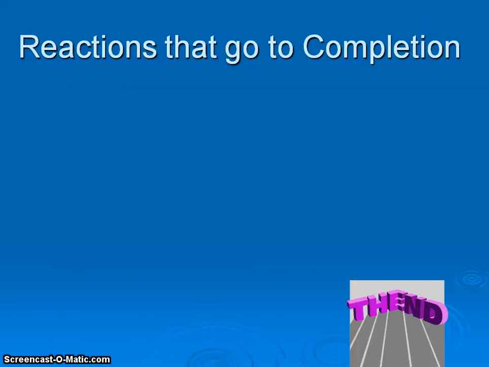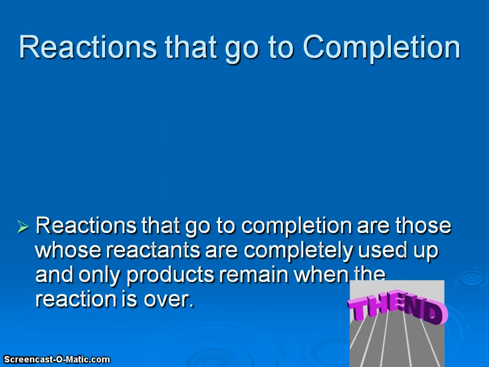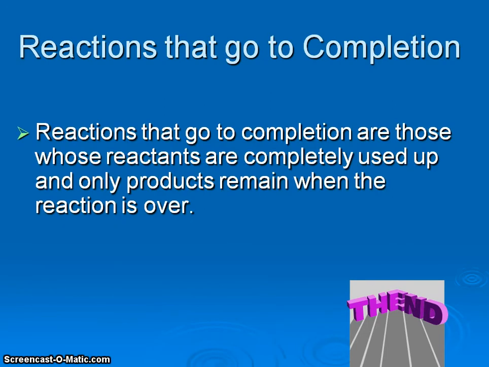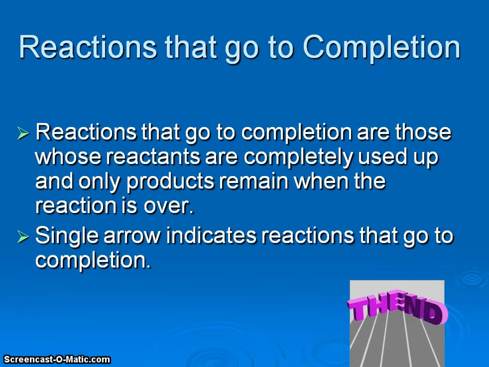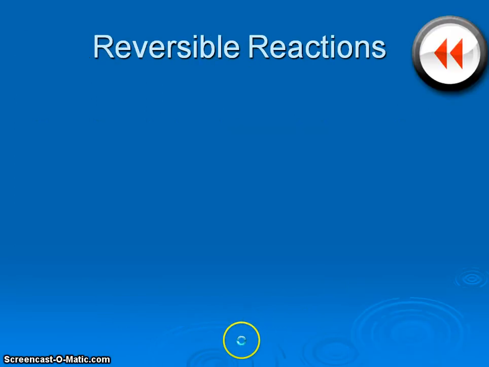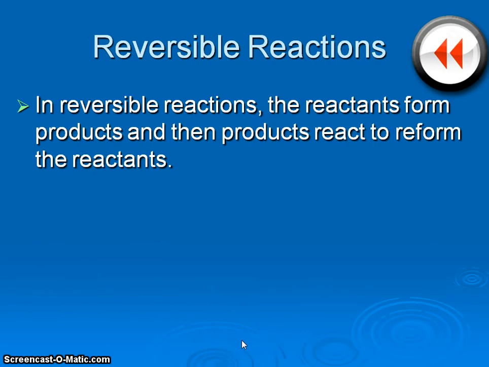So let's get going. Reactions that go to completion. Reactions that go to completion are those whose reactants are completely used up and only the product remains when the reaction's over. Single arrows indicate a reaction that goes to completion. It only goes one way. The arrow points to the product, that's the end. Just like this.